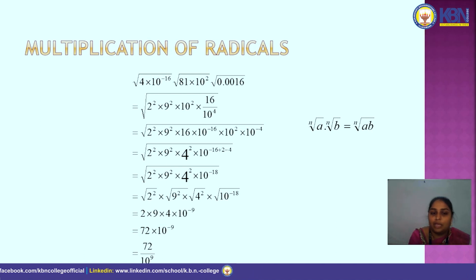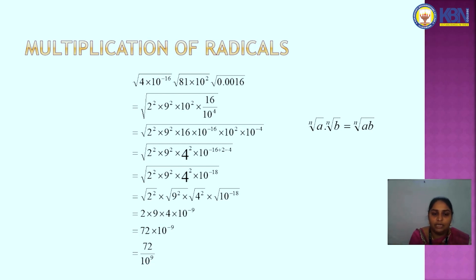In the fourth step, the result is square root of 2 square into 9 square into 4 square into 10 to the power of minus 18. Now separate the terms by using the same formula, that is n root of ab can be written as n root of a into n root of b. By using that, we separate it as square root of 2 square into square root of 9 square into square root of 4 square into square root of 10 to the power of minus 18.